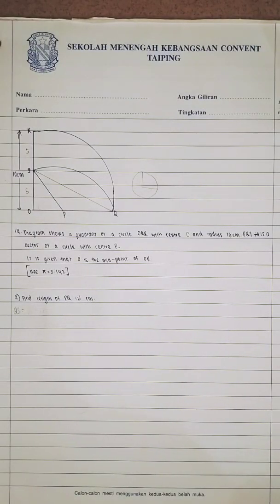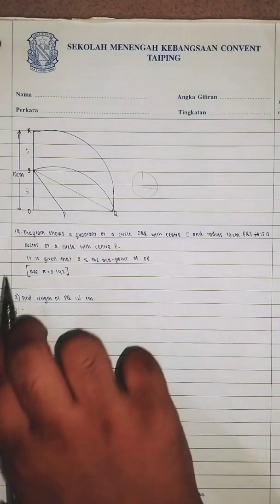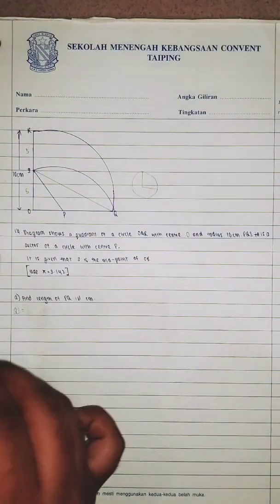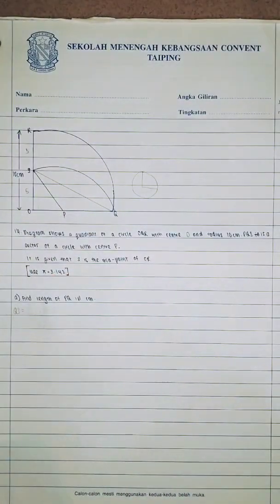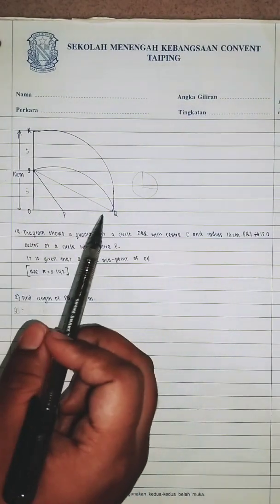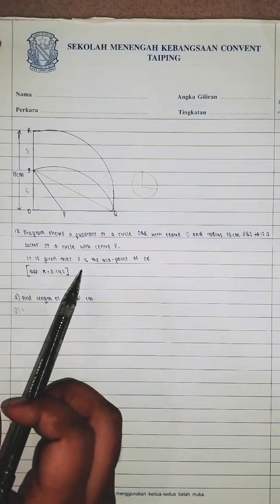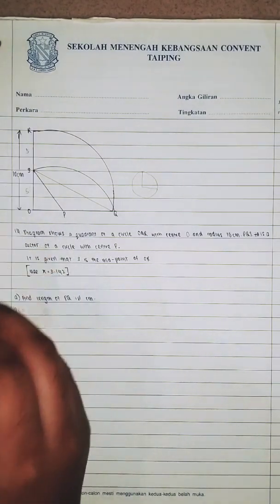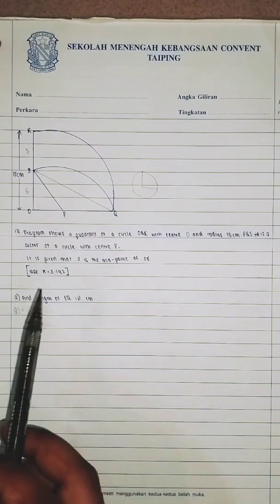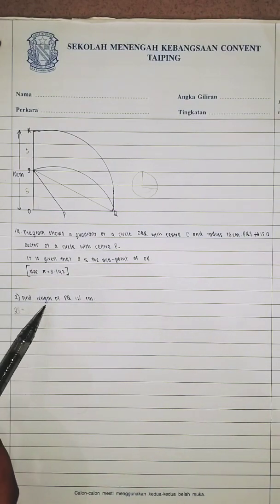Today I'll be explaining question 14 from module 1. This question states that this diagram shows a quadrant of a circle OQR with center O and radius 10 cm. PQS is a sector of a circle with center P. It is given that S is the midpoint of OR. They have asked us to find the length of PQ in the first question.